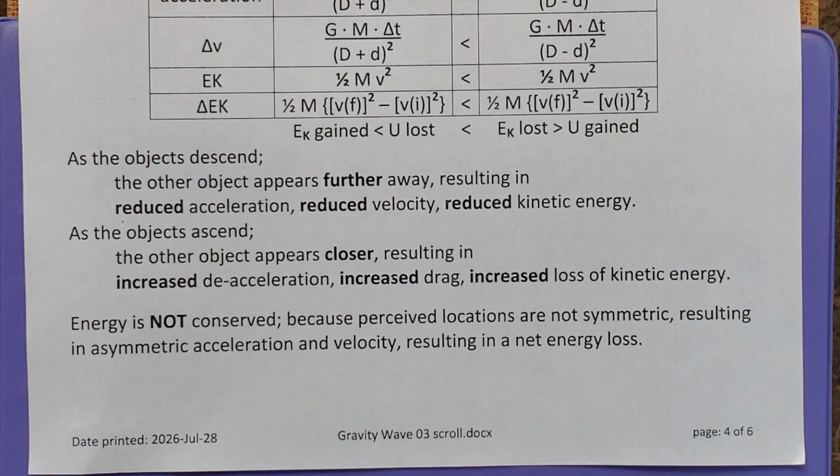If the other object is approaching, it appears further than it is, and if it's receding, then it appears closer than it is. Consequently, the attraction is asymmetric. Less acceleration when approaching and greater deceleration when receding. The law of conservation is not supported.